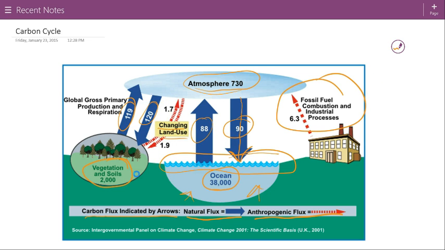But over here, when we start to talk about the fossil fuel and combustion from the industrial processes, there's nothing to balance it out. So that's where the environmentalists and global warming activists really get concerned, because we don't really have anything balancing out this 6.3. And so they really want to get this number lower, so that it has a smaller effect on our atmosphere.